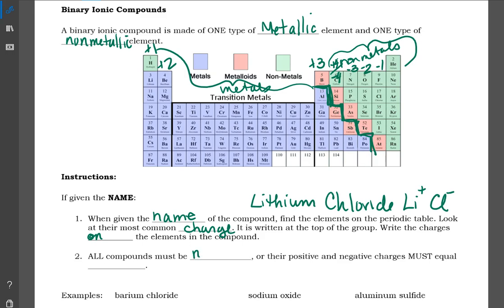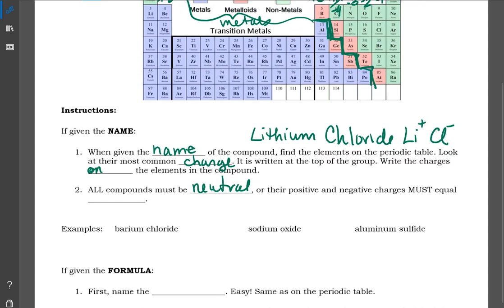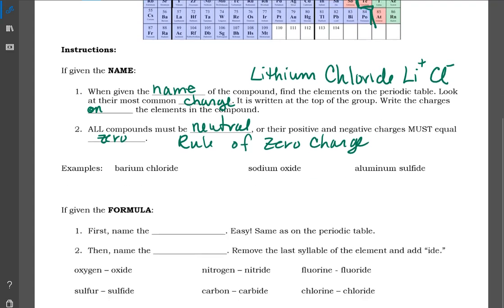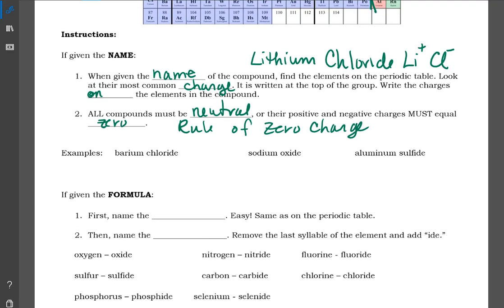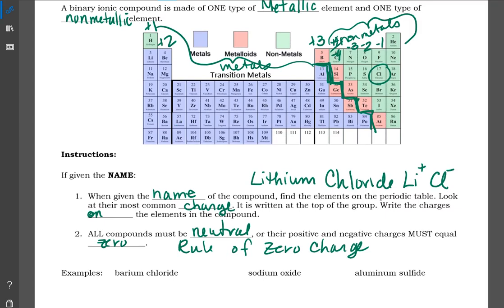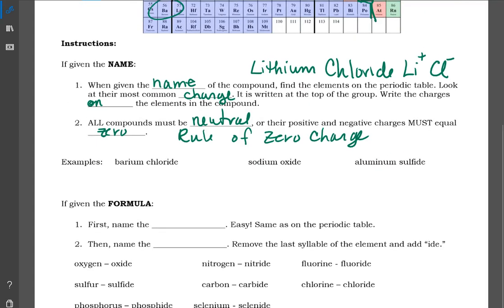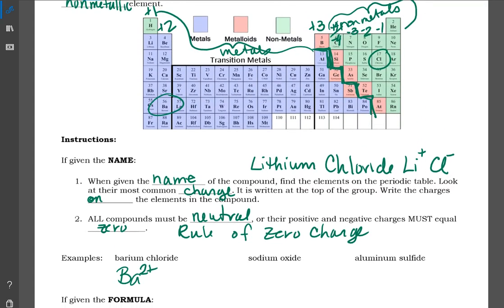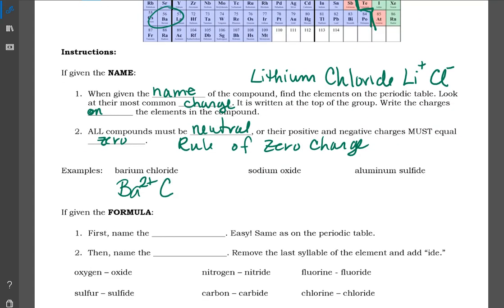All compounds must be neutral, or their positive and negative charges must equal 0. I call this the rule of zero charge. Some examples. Barium chloride. Barium is in the second family, the alkaline earth metal family, and all those elements have a +2 charge. Chloride means chlorine, we put an ending of IDE on, is in the halogen family. They all have a -1 charge.